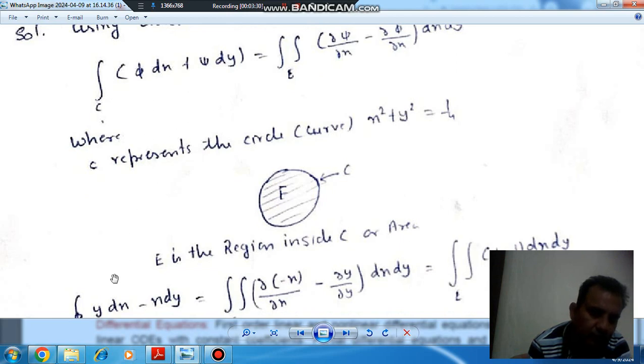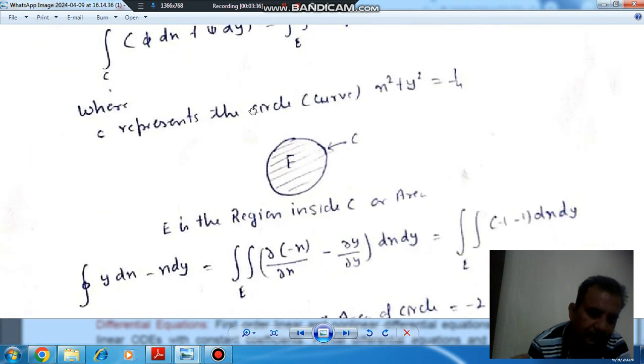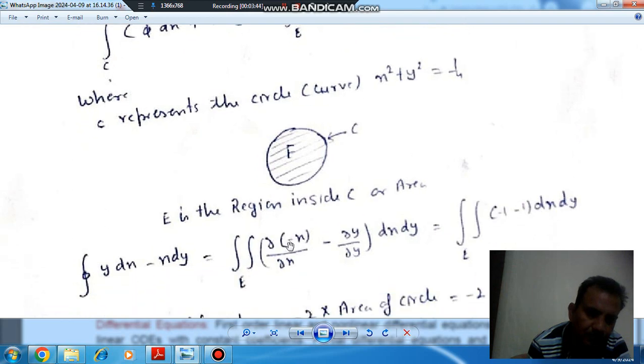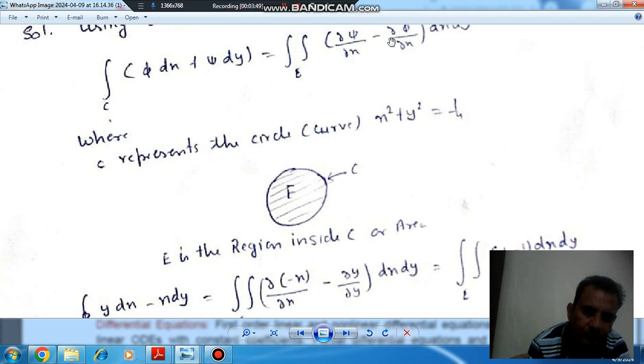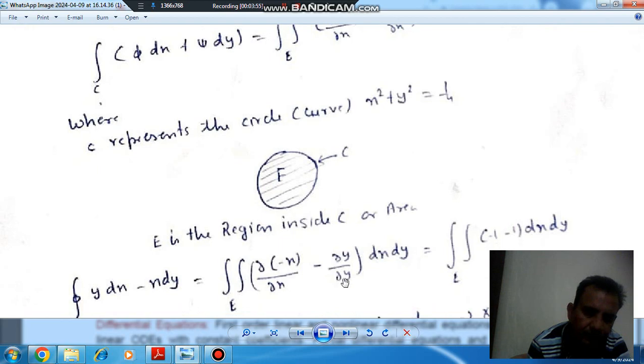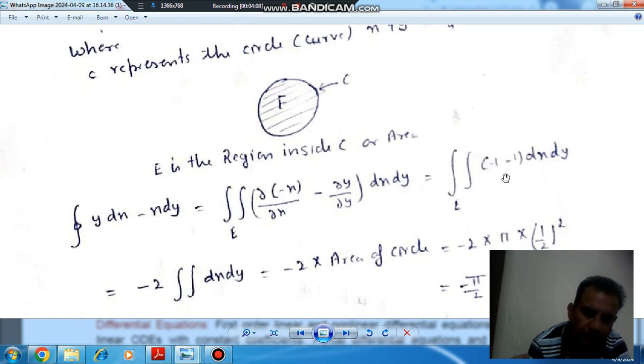So here phi is your y, and psi is your minus x. Now it will be ∂(minus x)/∂x minus ∂y/∂y within bracket dx dy. Its partial derivative is minus 1 and the other partial derivative is also minus 1. So it will be minus 2.